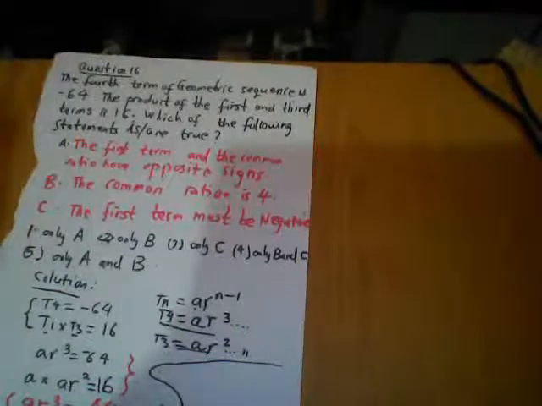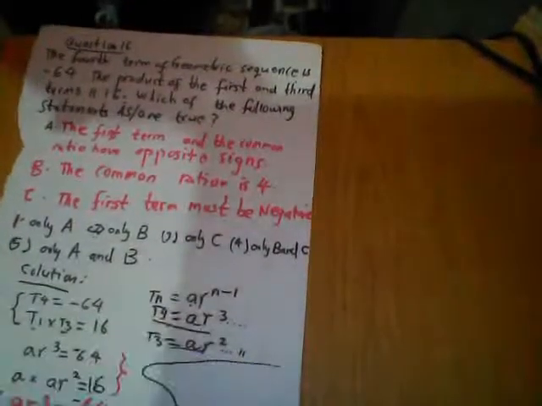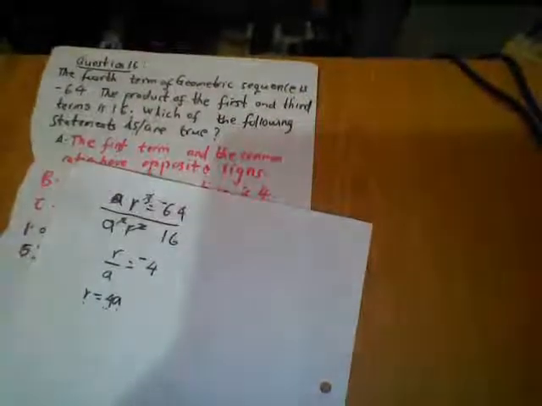So now we decided to divide. This negative 64 should be negative. So negative 64 divided by that one right there. So we did divide, then we get negative 4. So this should be negative and this should be negative. My apologies, it should be negative there. That's the only thing I missed. So our common ratio equal to negative 4. Yeah, now it makes sense in options.